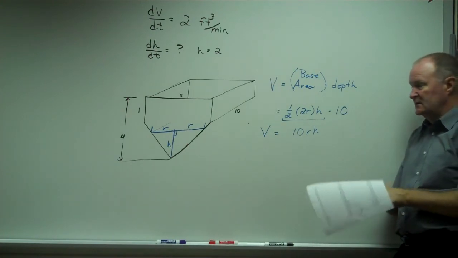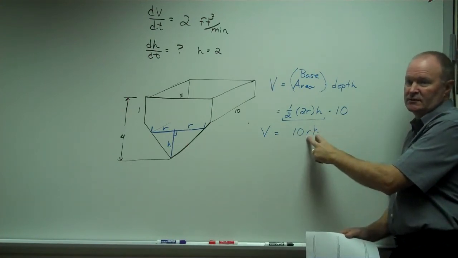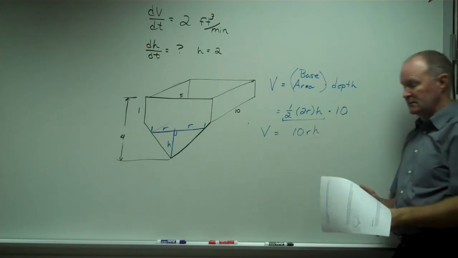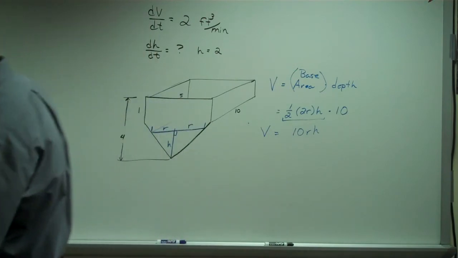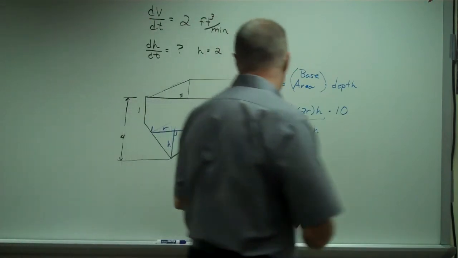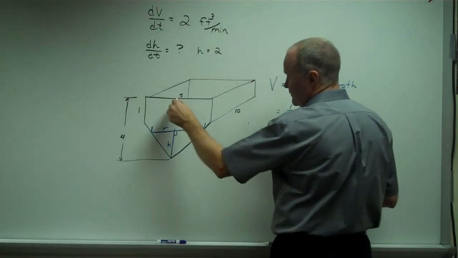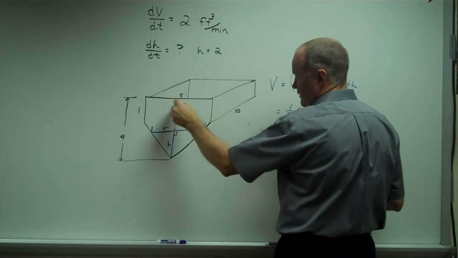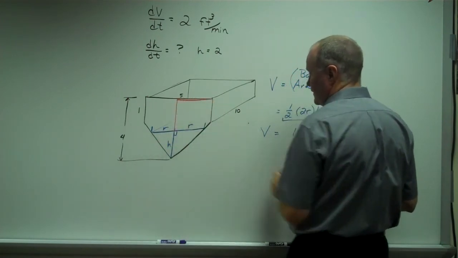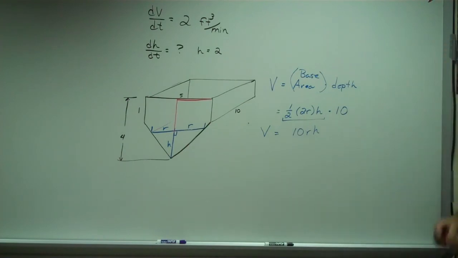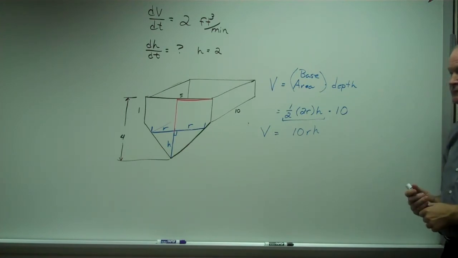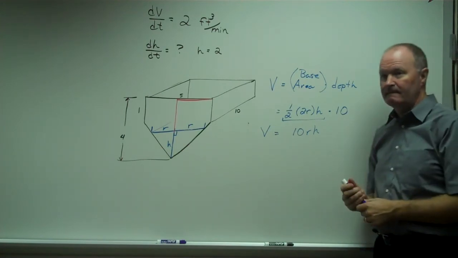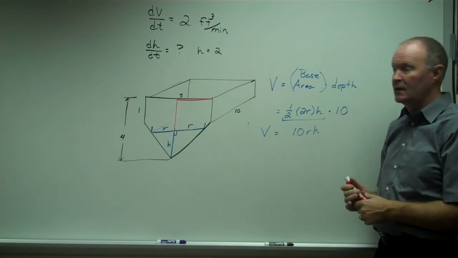The problem is 2 letters. So what do I got to do? Go back to my container and see if I can find a relationship between R and H and stuff. What do we got? Anybody got an idea? R over 5 equals 2.5 over 4. Why do you say 2.5?